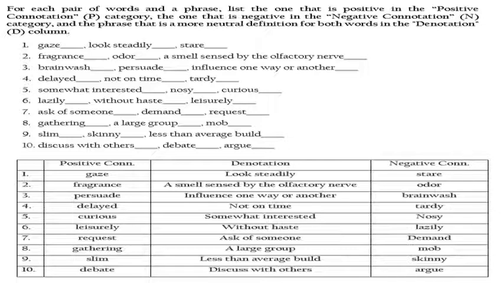Five: somewhat interested, nosy, curious. So when someone is nosy, you cannot bear him or her, because he starts asking about everything that is not of his or her business. So nosy is negative. Curious is positive. When you're curious, you might discover things that are good. Somewhat interested is denotation. Lazily, without haste, and leisurely. Leisurely is positive, lazily negative for sure, without haste is denotation.